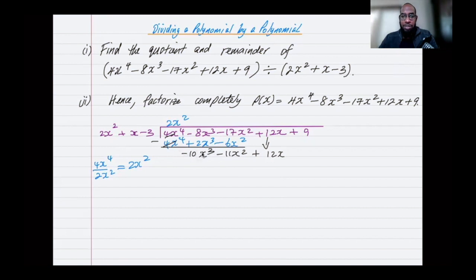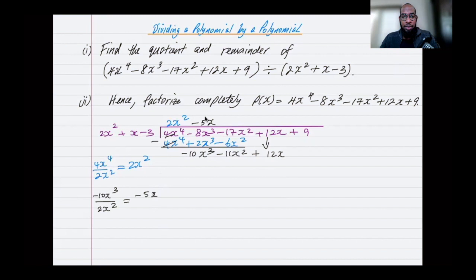So I'm going to take this negative 10x cubed and divide it by 2x squared. And I will get negative 5x. So on top here, I have negative 5x. Let me write that a little better. All right, negative 5x. Trying to write as best as possible.